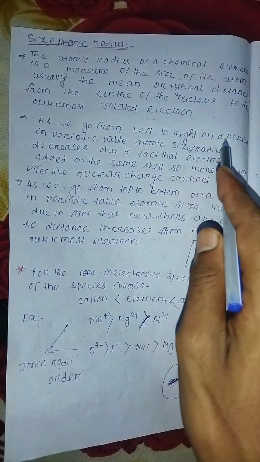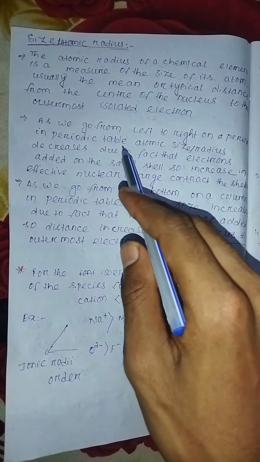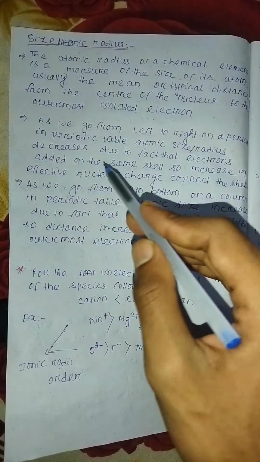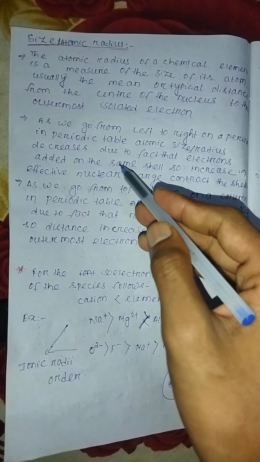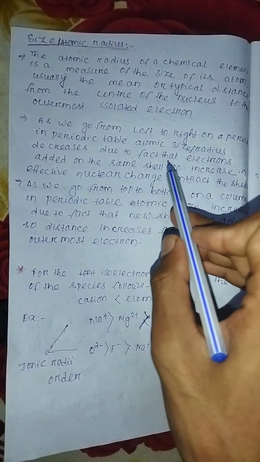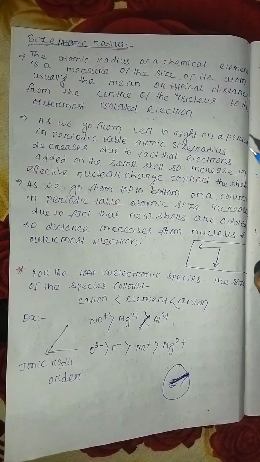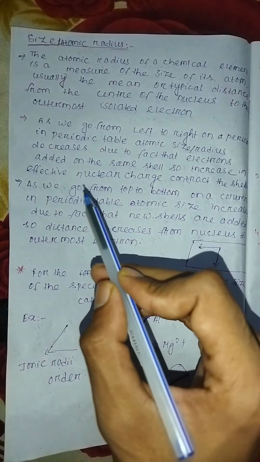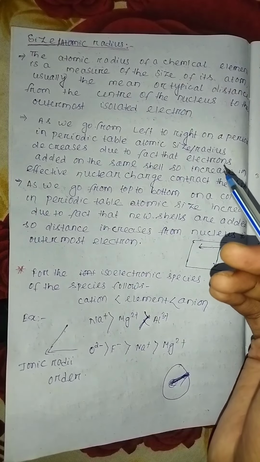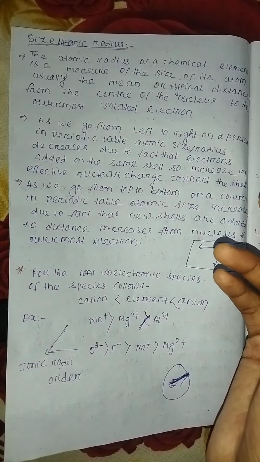As you go from left to right on a period in the periodic table, atomic size or radius decreases. Why does it decrease? Because electrons are added to the same shell, so the increase in effective nuclear charge contracts the shells. That means in the same period, when you go from left to right, one more electron is added in the same shell.